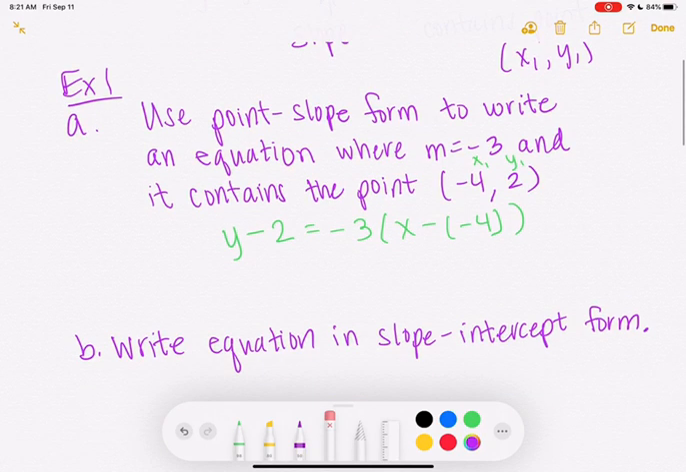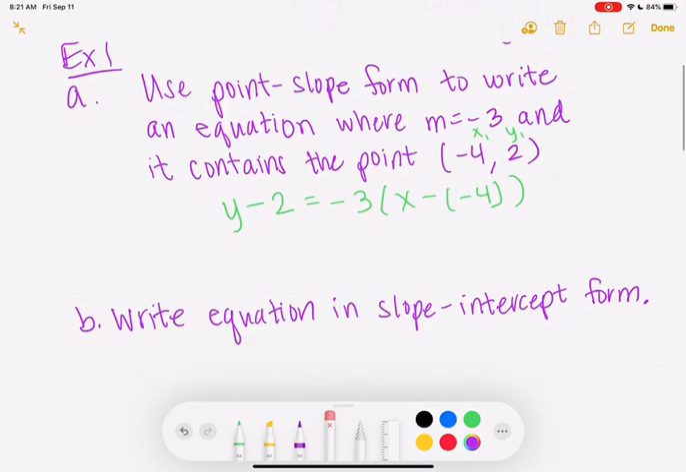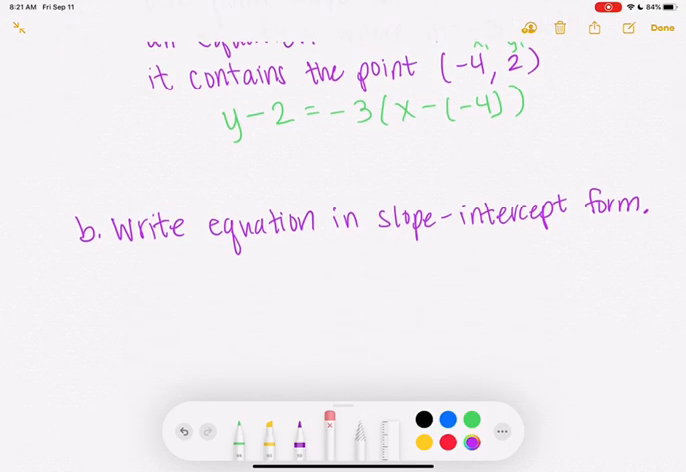Now is where we can start going crazy with the simplifying, because it says now write the equation in slope-intercept form. So now I do want you to start simplifying, okay? Let's start by rewriting what we put up above. So that is point-slope form. Now go ahead and do all the simplifying to get it into slope-intercept form. Take just a minute, hit pause if you need to.